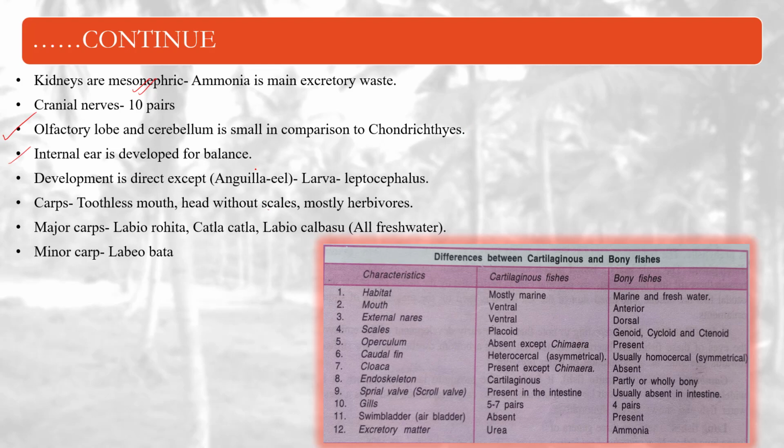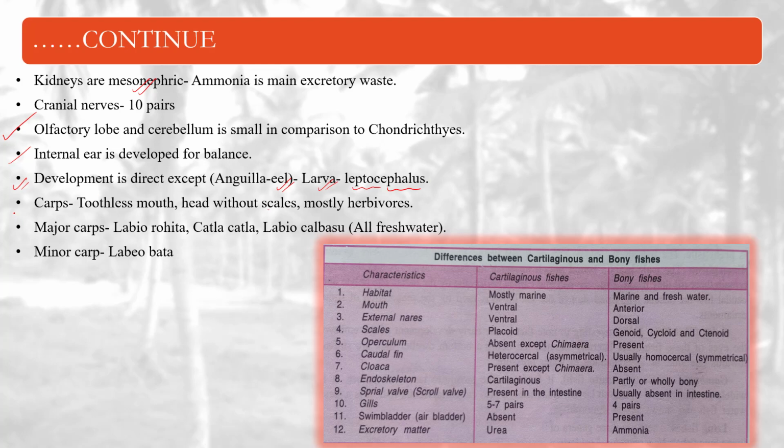Internal ear is developed for balance in bony fishes. Although there is no middle ear, there were no ossicles. Development is direct, except in Anguilla, the eel. It has a larva in its lifespan, that is leptocephalus. So among all the bony fishes, it is Anguilla, the eel, which shows a larval stage, leptocephalus, in its lifespan. Other than Anguilla, the development is direct.